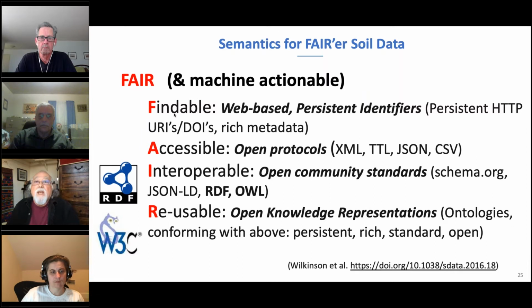So the semantics to make soil data FAIRer that you just saw there with that view of an ontology using this Protege software is that you use web-based persistent identifiers associated with each term. The ontology itself is created using open protocols, so it can be expressed in something like XML, or this is a special knowledge representation format called Turtle, or some of you may know JSON, or really even CSV.